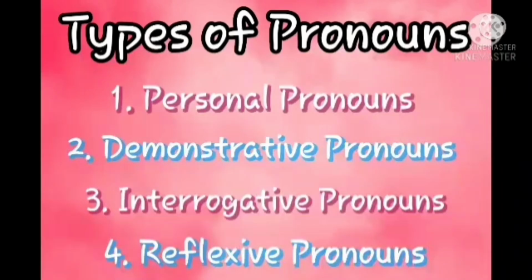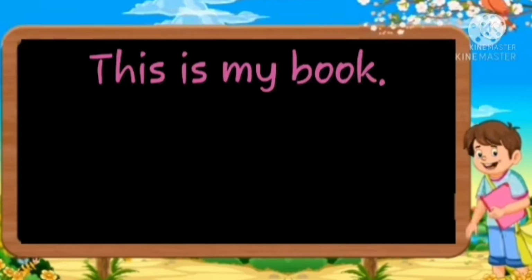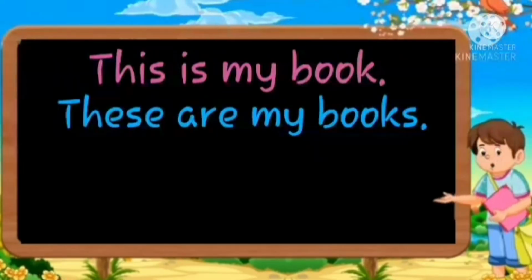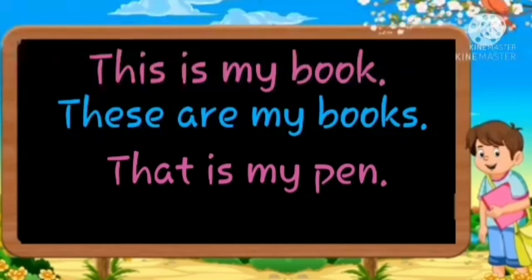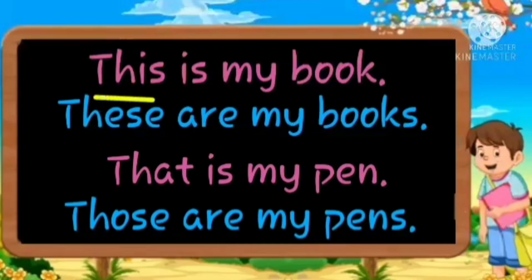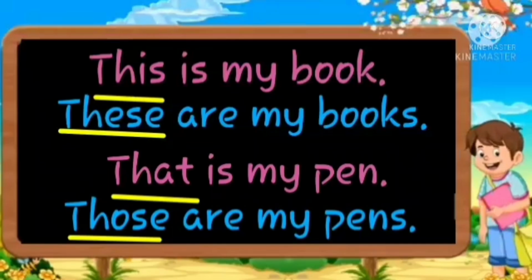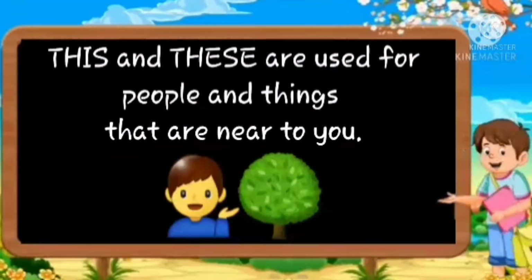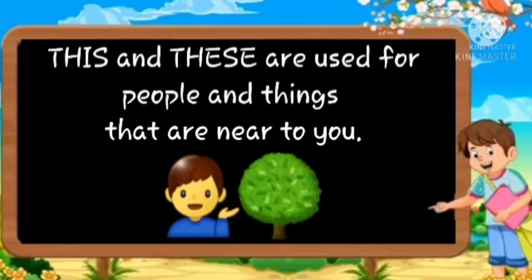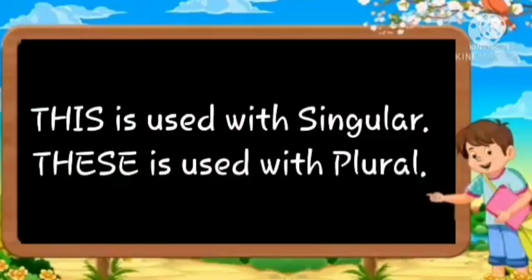Types of pronouns. Now children, the next type of pronoun that we will study is demonstrative pronouns. Children, you have earlier read that this is my book, these are my books, that is my pen, those are my pens. Here, this, that, these and those are the demonstrative pronouns. Now, this and these are used for the people and things that are nearer to you. Okay, this is used for the singular and these are used for the plurals.